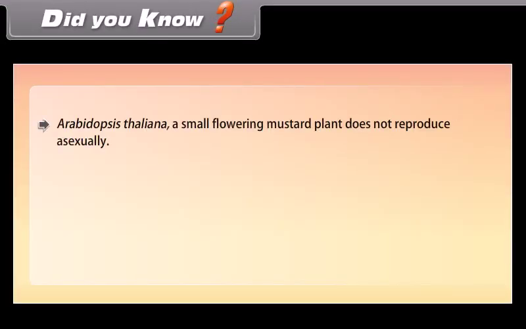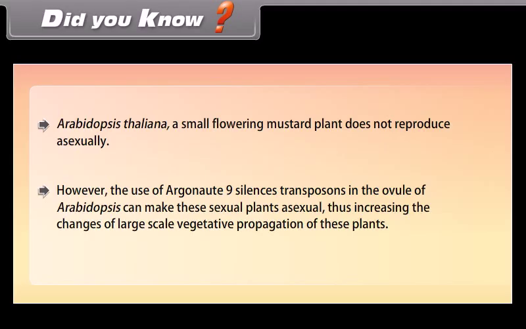Did you know? Arabidopsis thaliana, a small flowering mustard plant, does not reproduce asexually. However, the use of Argonaute 9 to silence transposons in the ovule of Arabidopsis can make these sexual plants asexual, thus increasing the chances of large-scale vegetative propagation of these plants.